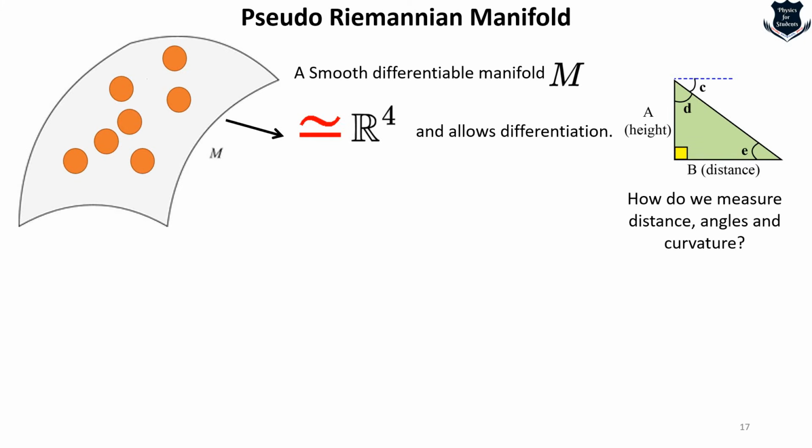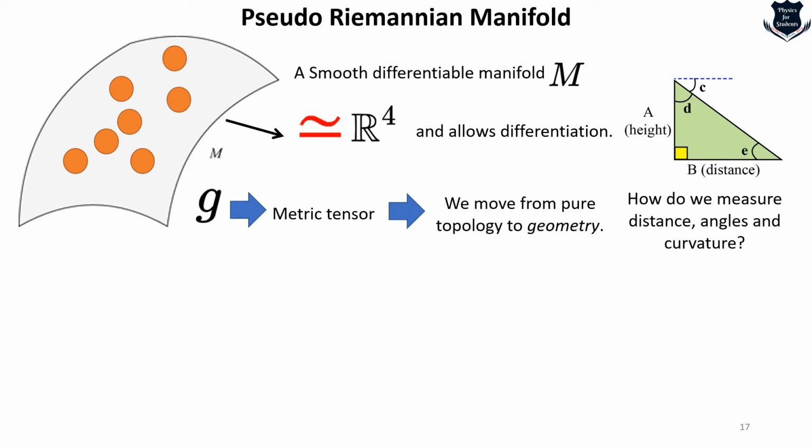Now say, for example, if I want to measure distances, angles, curvatures, then what do we need? What we need is basically an additional object, and that additional object is called a metric tensor. I will come to the metric tensor later because it is a huge part of general relativity. Remember that once we want to measure something, like this triangle or something like that, we include a metric tensor, and including the metric tensor actually lets us move from pure topology to geometry.